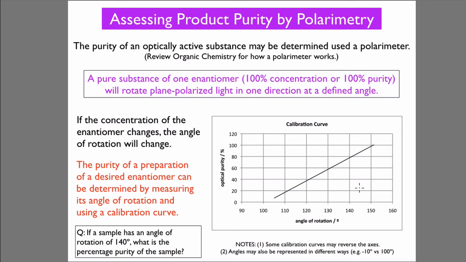Question: if a sample has an angle of rotation of 140 degrees, what is the percentage purity of the sample on this graph over here? Well, the optical purity would be, you go to the angle of rotation 140, it's there, so it's just under 80%. And that is the end of this presentation. Splendid.